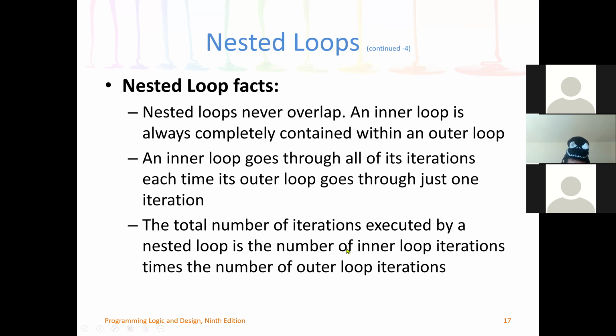Also, the total number of iterations executed by a nested loop will be the number of inner loop iterations times the number of outer loop iterations. So for example, if I have a counter-controlled nested loop, and the outer loop will execute 5 times, so let's say from 0 to 4, and the inner loop will execute, let's say, 2 times, from 0 to 1, the total execution will be 10.